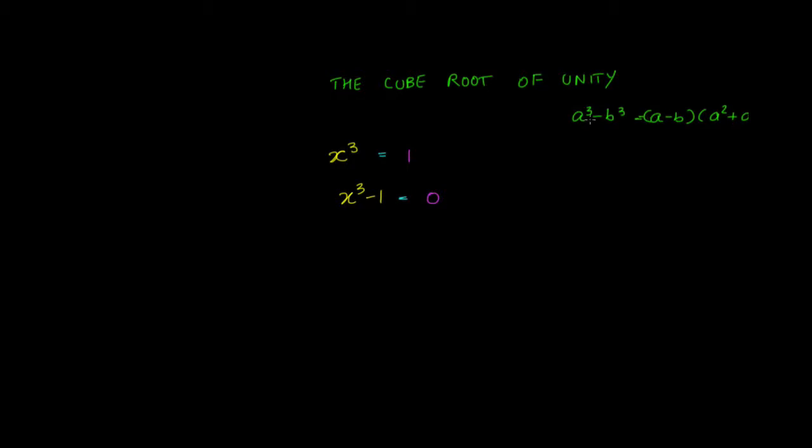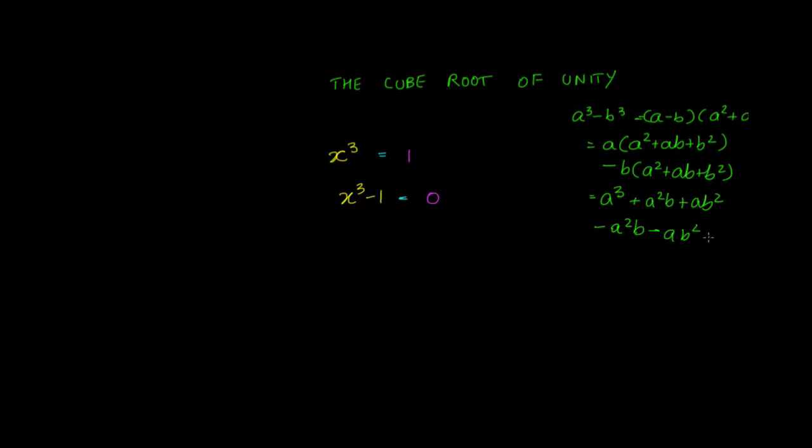Now if you multiply this together, we'll get this. So if you really want to know it, minus b into a square plus ab plus b square. Now what this would give you is a cube plus a square b plus ab square minus a square b minus ab square minus b cube. So these terms would get cancelled and you would get a cube minus b cube as expected.